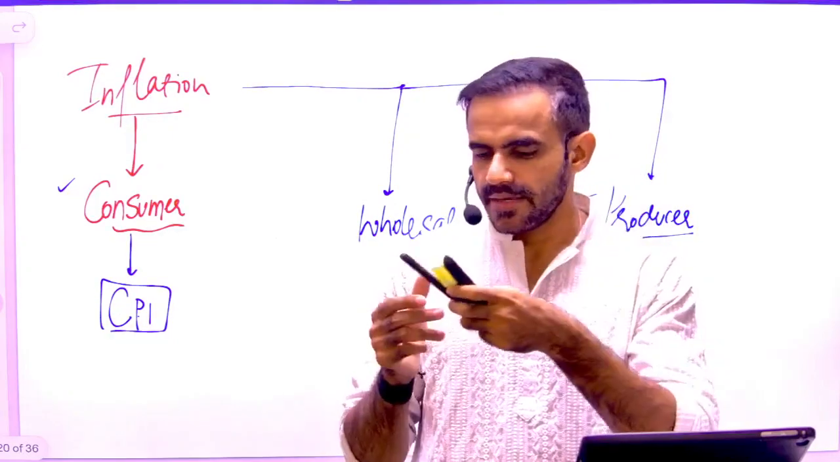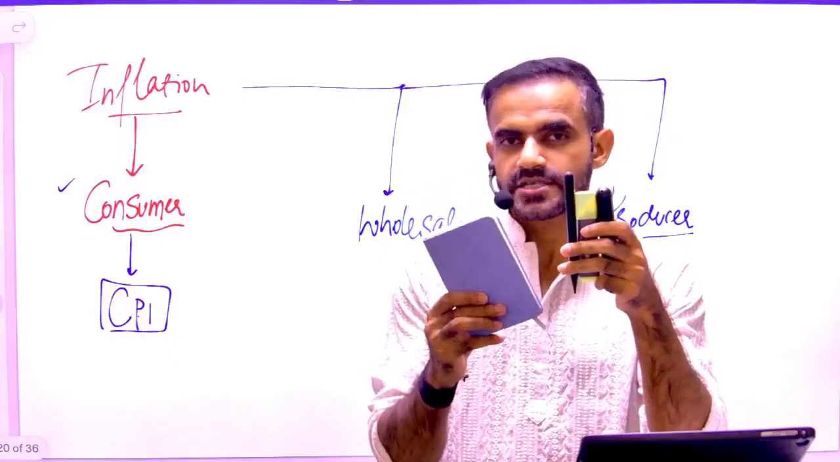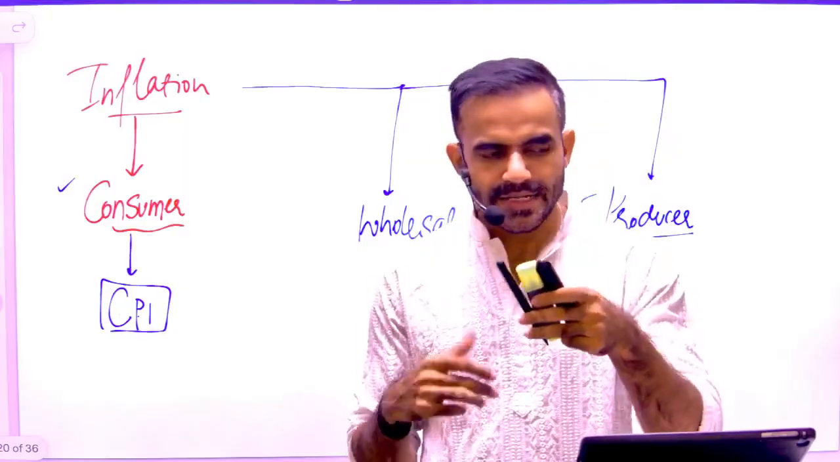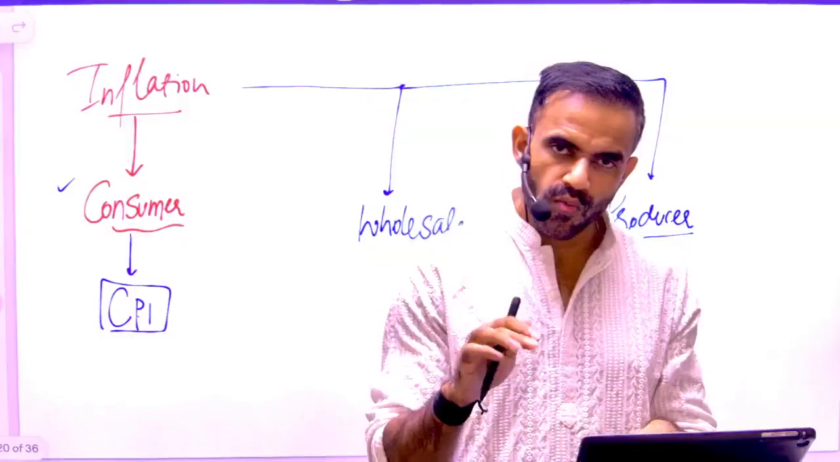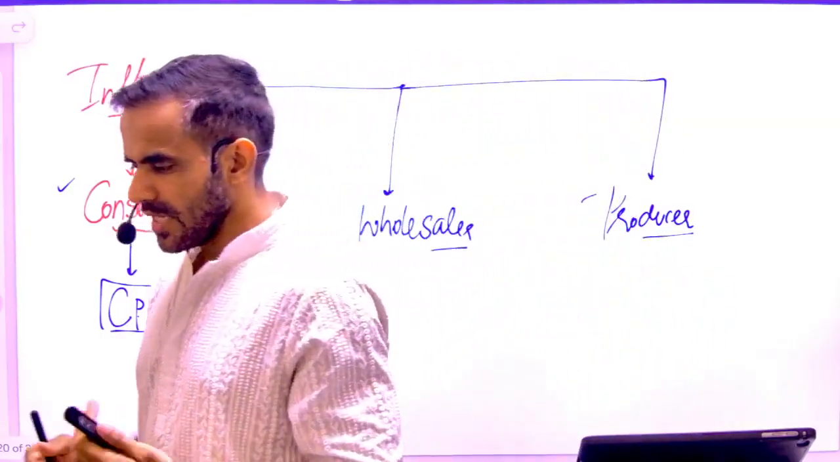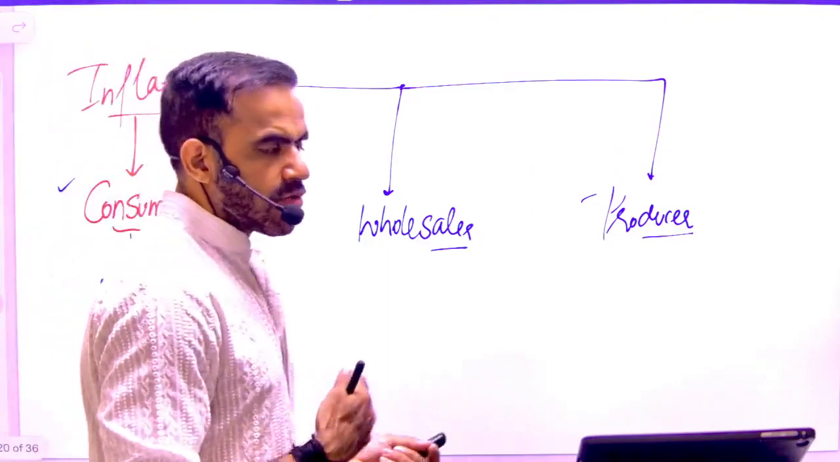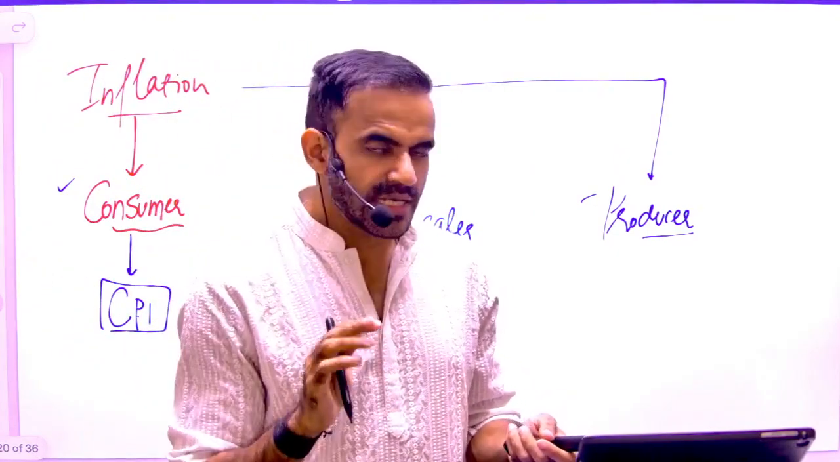Okay. Similarly, what will be the increment in the price of these items for the wholesaler, and what will be the increment in the price for the producer? Please remember that it is not necessary that the rate of inflation is the same at all levels. So why will it be different? Because it could be a possibility that the price for the producer has not increased that much, but just to improve their profit margin, the producer increased the price for the wholesaler or increased the price for the consumer. Okay, so that is how we measure inflation.